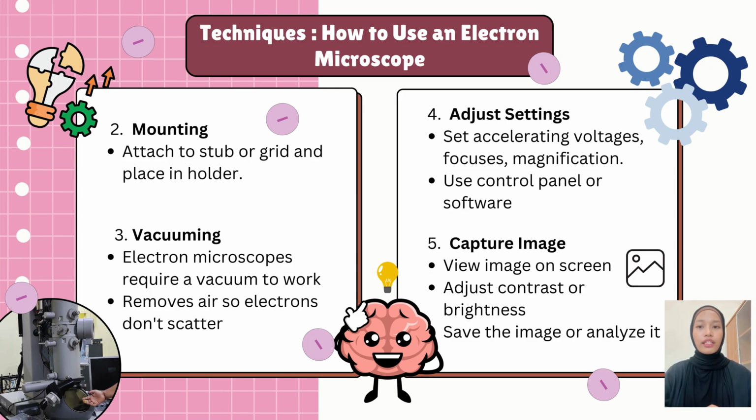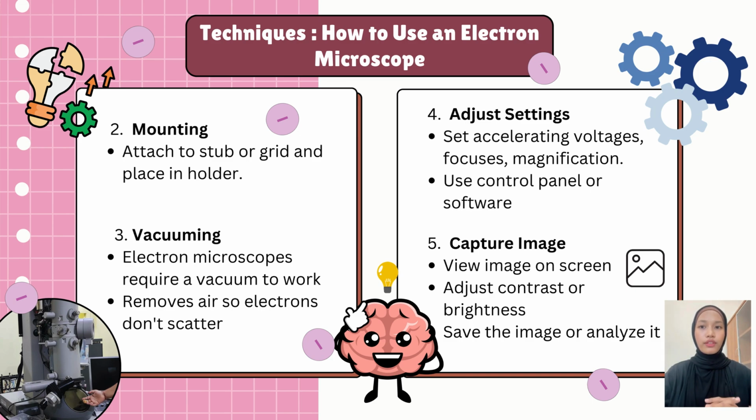And then finally, we capture the image. The electron beam scans the sample in SEM or passes through it in TEM, and the microscope creates a digital image on the screen. We can adjust brightness, contrast, and zoom, and even add notes or labels. Then we save the image for analysis. Some advanced labs also use AI software to measure tiny structures, find defects, or compare different materials.